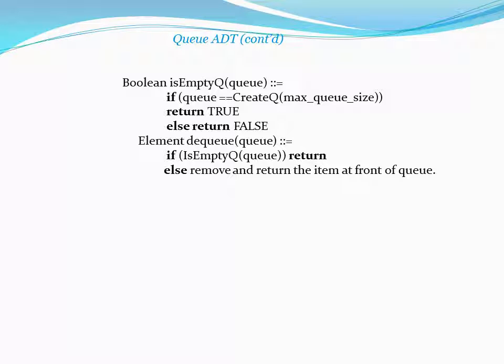Then we need to go for another operation, that is the pop operation. To perform the pop operation, we need to check whether the queue is empty. If the queue size is equal to zero, then it returns true. See, in the is empty function, we need to check that.